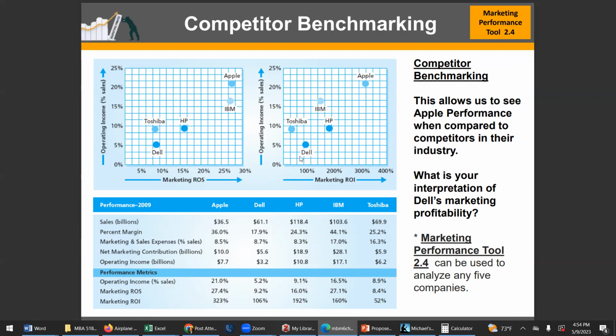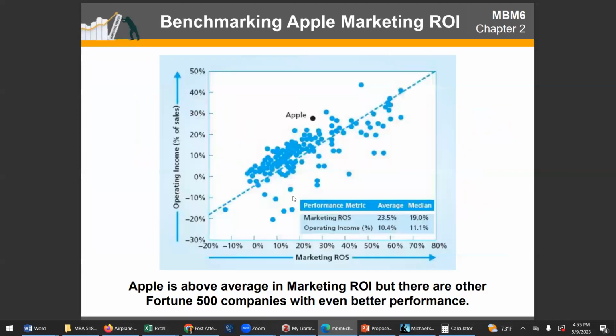So here are the tables beneath that support these bubble charts. Apple's marketing ROI is 323 versus Dell. They're basically returning 6 cents for every dollar invested, as opposed to Apple, where for every dollar invested they're getting back $2.23. And then Toshiba, poor Toshiba, they're not doing so great, at least at this point in time.